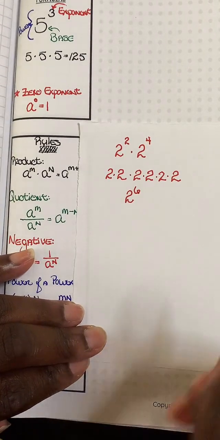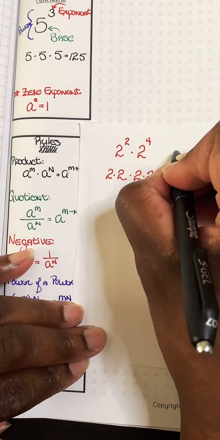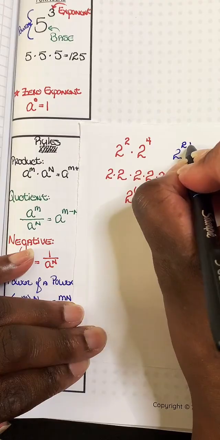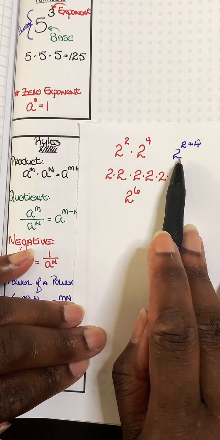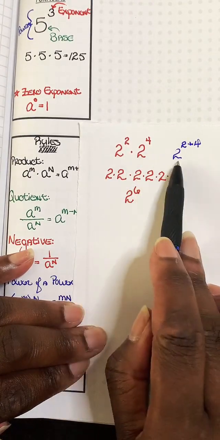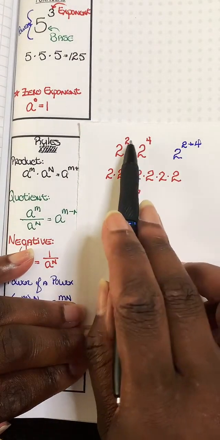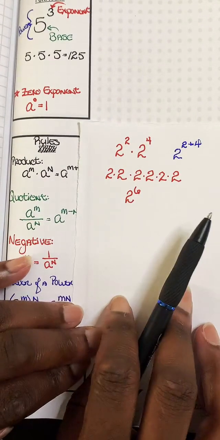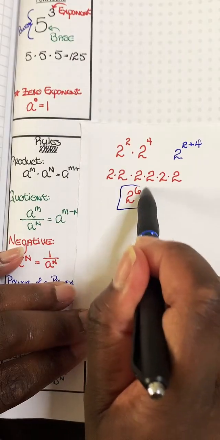So another way of putting it would be 2 to the second times 2 to the fourth. And the reason why I'm putting it like this is they both have the same base. So that's where this 2 comes from. Then all I have to do is add my exponents. So 2 plus 4 will give me this 2 to the 6th power.